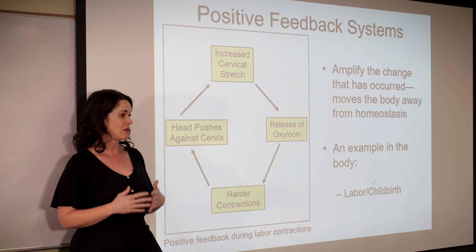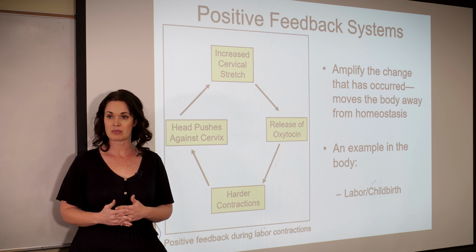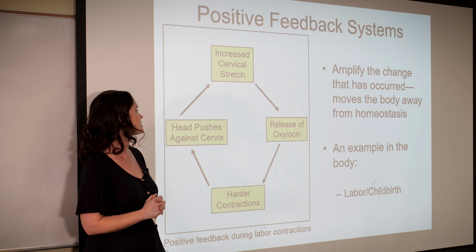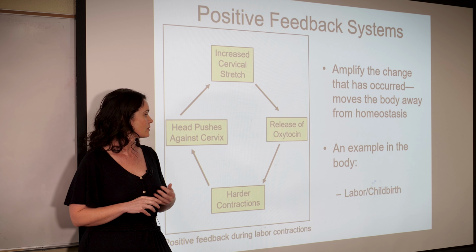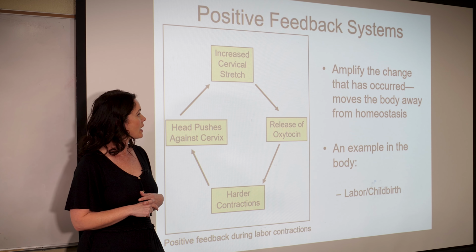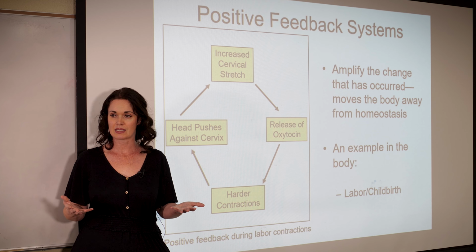So that's just one example, a very specific situation in the body where positive feedback is regulating it, where positive feedback has to regulate it, right? Because if it were negative feedback, it would negate the change and that baby could never be born because the cervix would never stretch enough. So we do see examples, childbirth, blood clotting, also as examples of positive feedback that happen in the body.